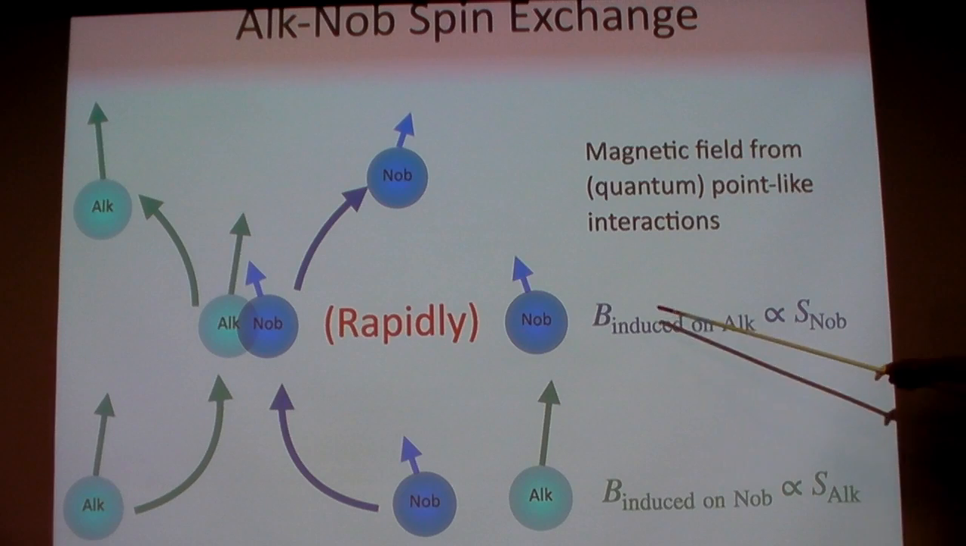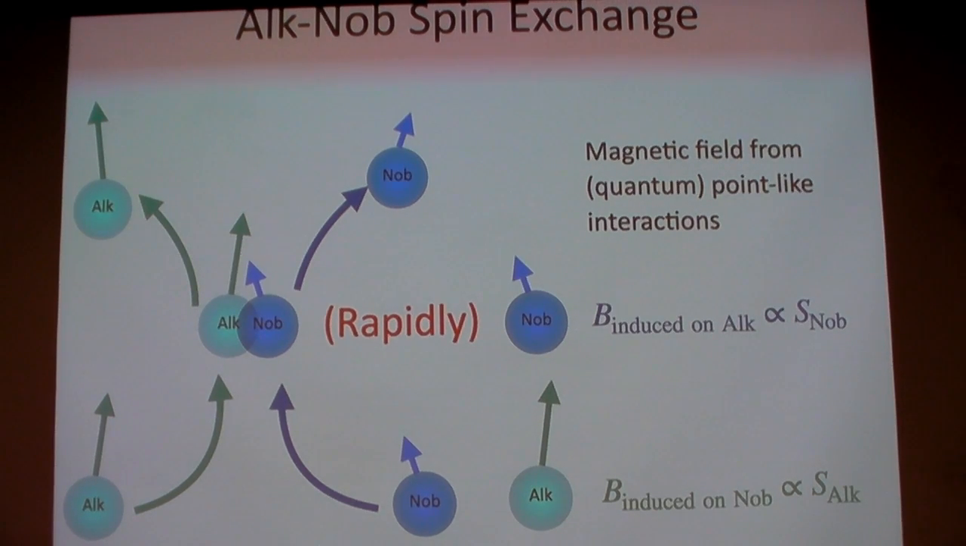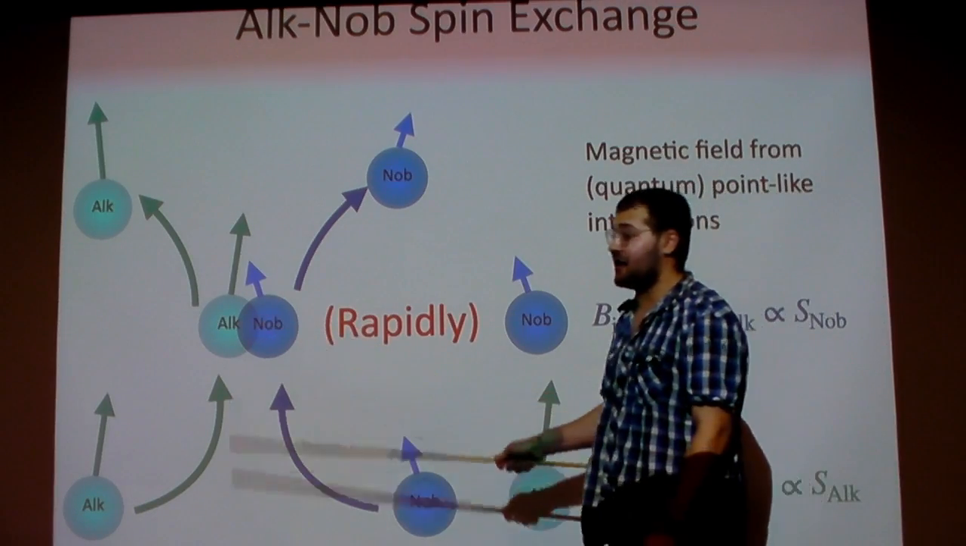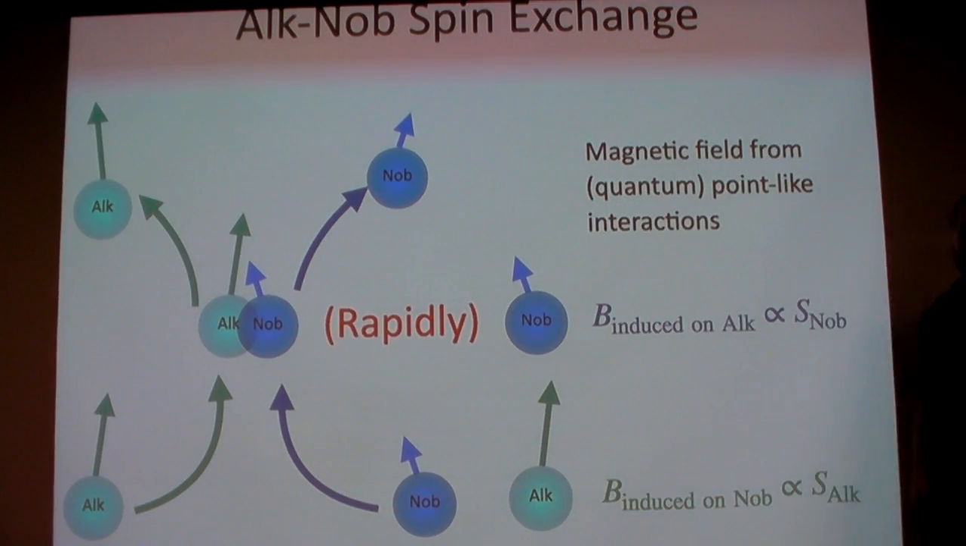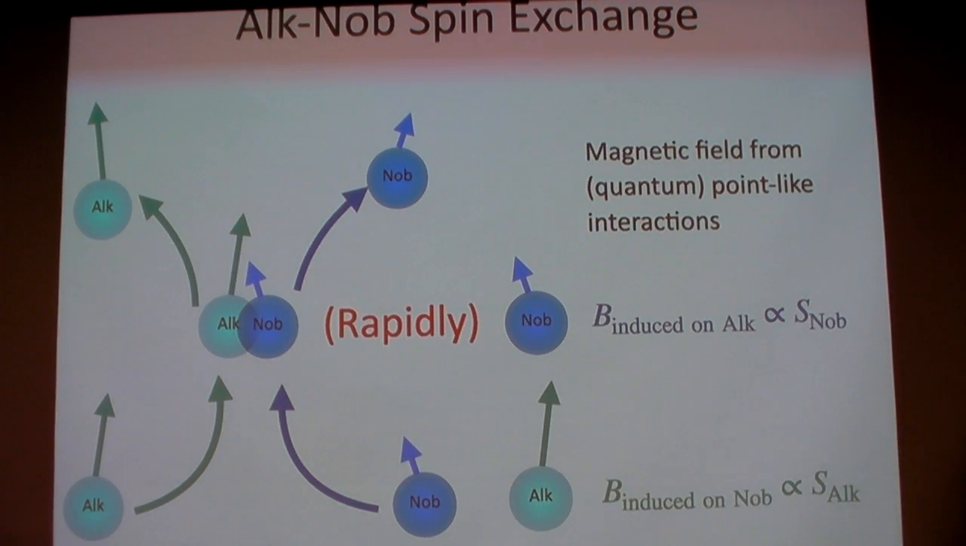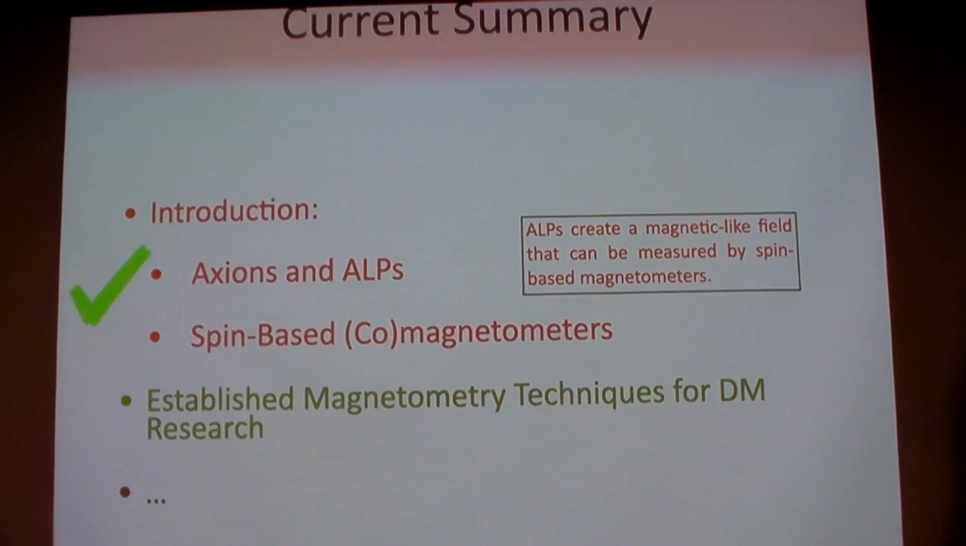And the magnetic field that the alkali is feeling is proportional to the noble gas, and vice versa. The noble gas is feeling a magnetic field that is proportional to the alkali. Because this thing is very rapid, you can just think of it as if they are applying a constant magnetic field on one another, proportional to their direction. So, that is our setup, that is our system, and this was what I promised you. I will tell you about axion-like particles and spin-based co-magnetometry.